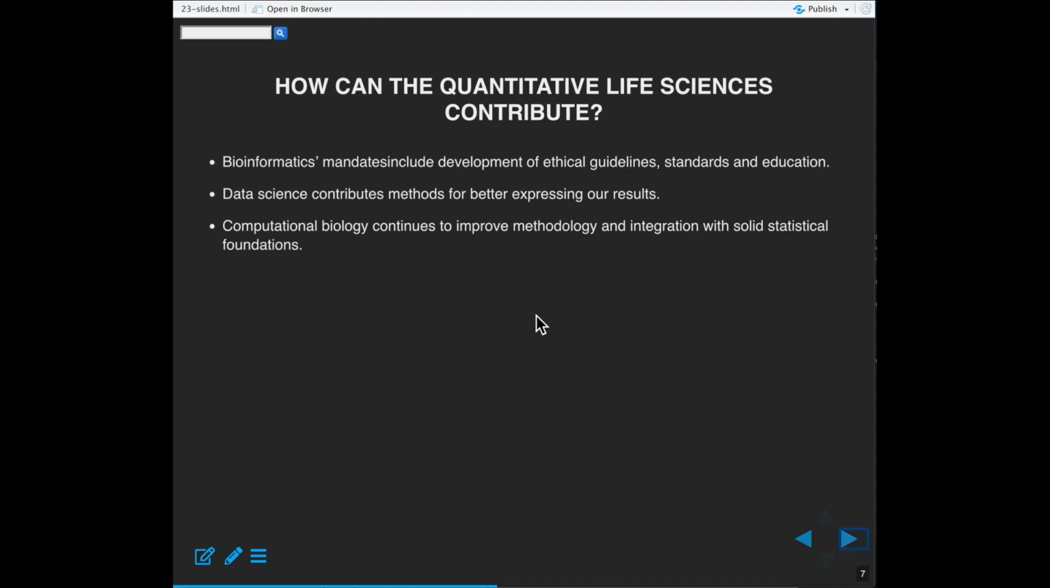How can the quantitative life sciences concretely contribute? Well, bioinformatics mandates include things like the development of ethics guidelines and standards in education. We've talked about that at the beginning of the second part of the course. Data science contributes methods for better expressing our results through visualization, and stuff that we'll talk about in a few minutes, with notebooks, for example. And computational biology continues to improve methodology with integration with solid statistical foundations.